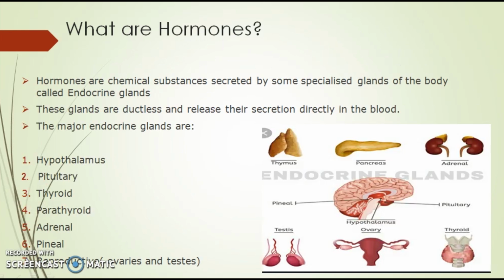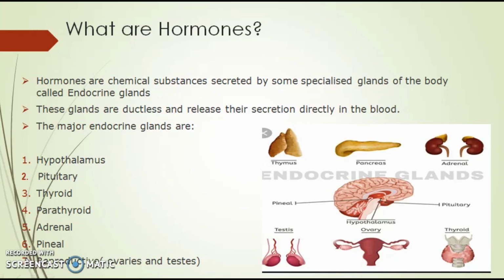So, first we should know what hormones are. Before we start, many of us are familiar with the term, isn't it? So, we can say hormones are chemical substances secreted by some specialized glands of the body called endocrine glands. These glands are ductless, that is, they are devoid of ducts and release their secretions directly into the blood.